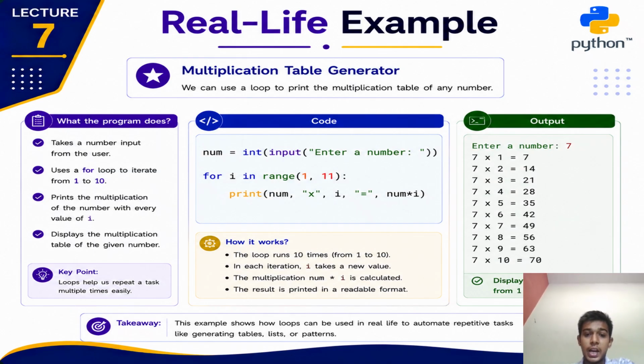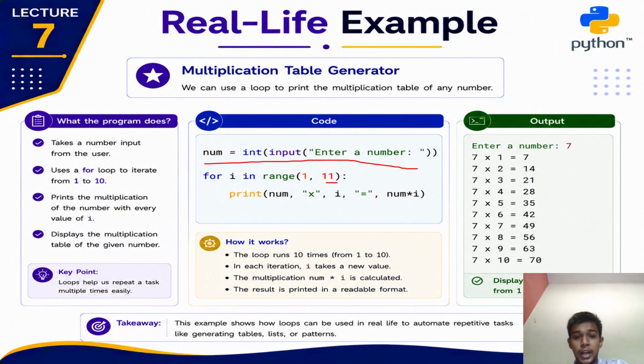Now, understand the code. First, we write num = int(input()). This line asks the user to enter a number. The input function always returns text, so we use int to convert it into an integer. The entered value is stored in the variable num. Now comes the loop: for i in range(1, 11). Here the variable i starts from 1 and goes up to 11 minus 1, which is 10. Remember, in Python, the end of the range is not included, so range(1, 11) generates 1 to 10 only.